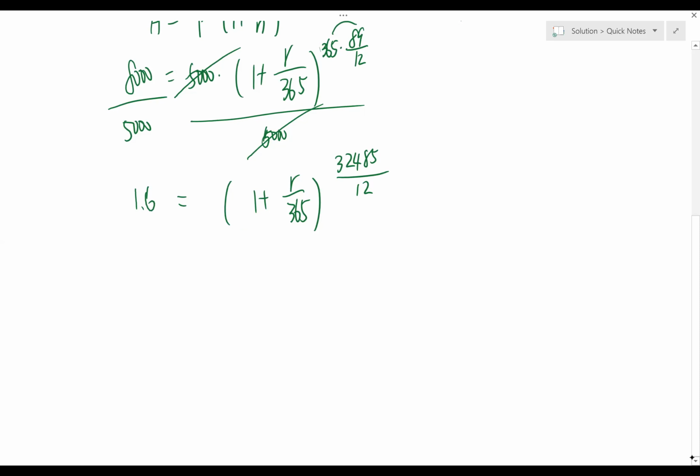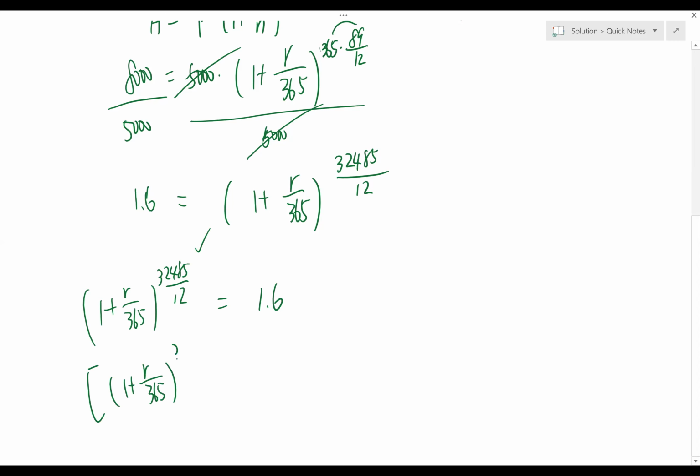So right here, we're going to isolate, reverse order, put the variable on the left: 1 plus r over 365 raised to 32,485 over 12. Then on the right, it's 1.6. Now we need to get rid of this exponent here. So you're going to raise both sides to the reciprocal power.